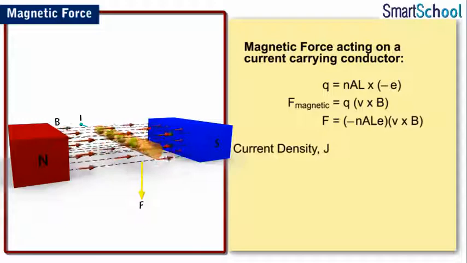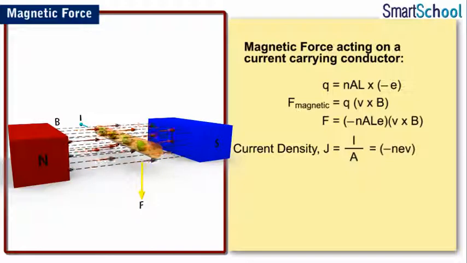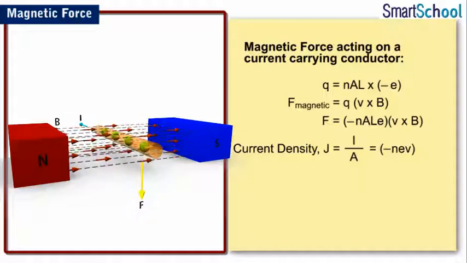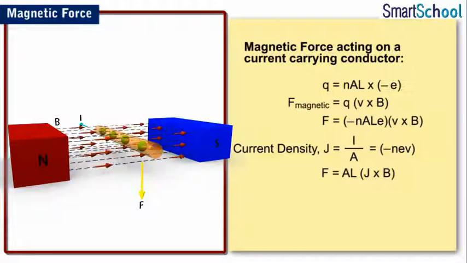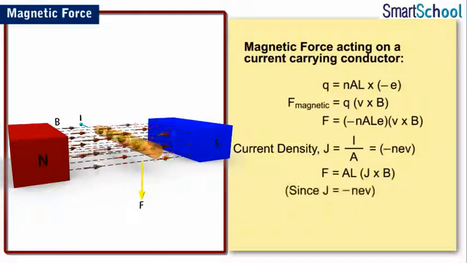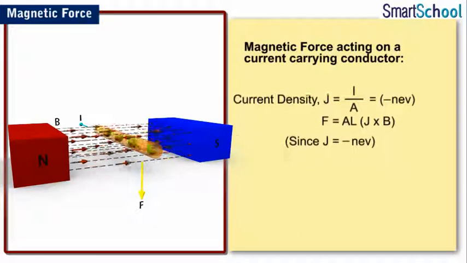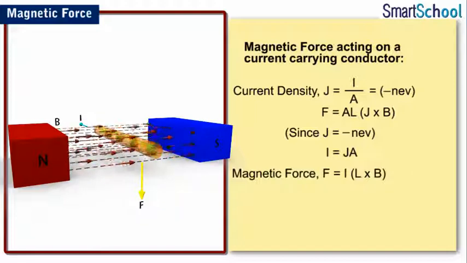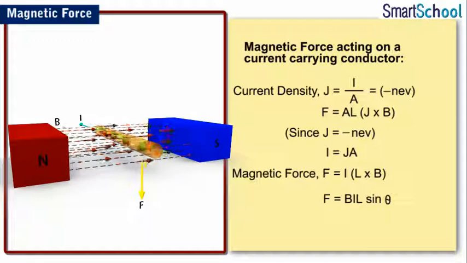As current density J is defined as the current per unit area, it is equal to current I divided by area A, which is equal to minus NeV, where minus e is the charge on the electron and V is the average drift velocity. In this case, the magnetic force can be written as F is equal to AL multiplied by J cross B, since J is equal to minus NeV. From the definition of current density, current I is equal to J multiplied by A. Then the magnetic force F is equal to I multiplied by L cross B, which can be written as F is equal to BIL sine theta.